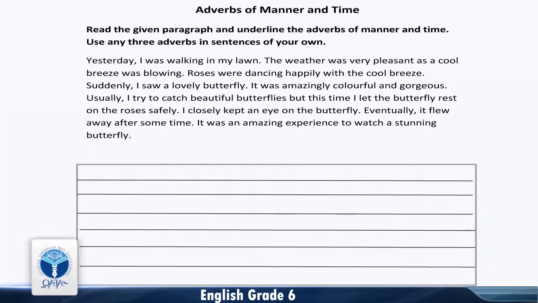Adverbs of manner and time. Read the given paragraph and underline the adverbs of manner and time. Use any three adverbs in sentences of your own. Adverbs of manner and time: yesterday, very pleasant, happily.